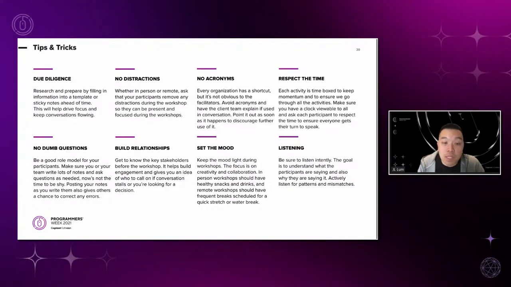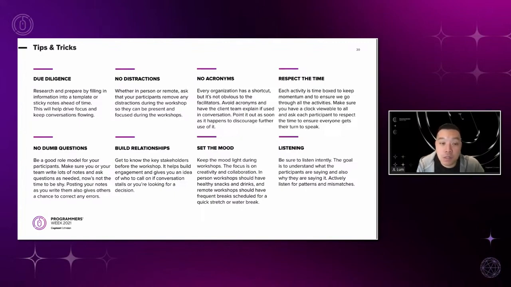You also want to be able to set the mood. This is what we were talking about in one of the later slides about ambiance, like keeping the mood light during workshops. We want to focus on creativity and collaborating. So healthy snacks and drinks definitely help. And if you're doing it remote, I think 90 minutes is really the pee break limit. So make sure you have a break scheduled every 90 minutes at the very least for people to take a quick stretch or a water break.